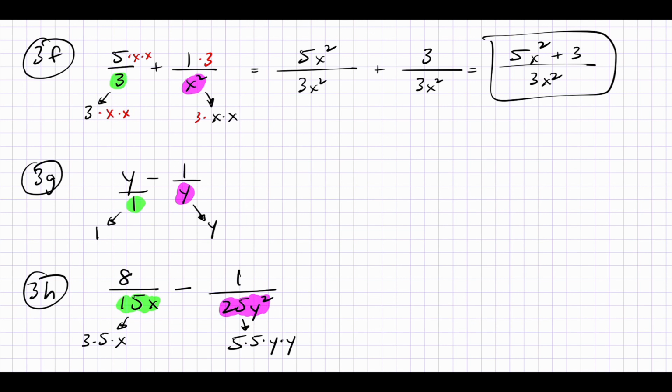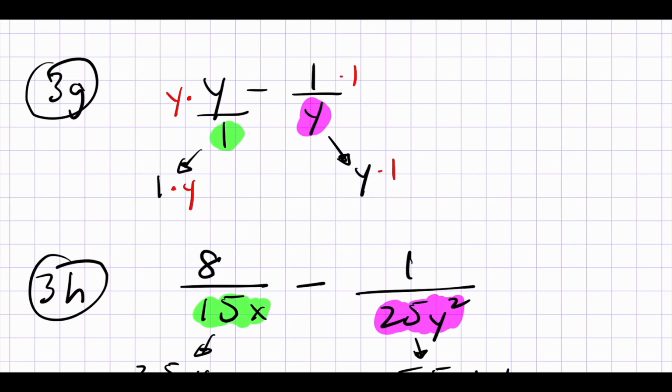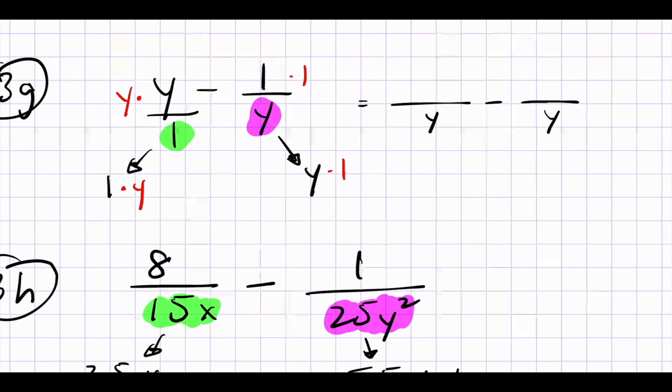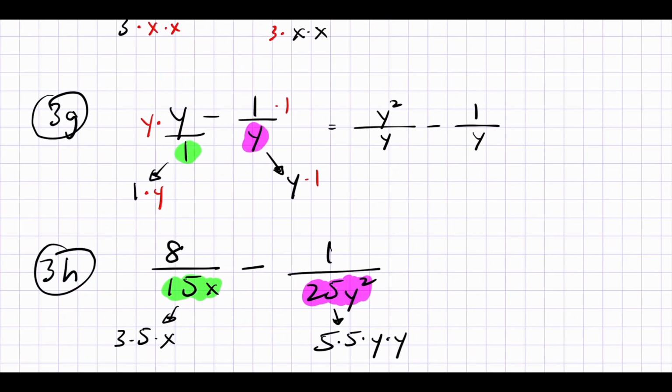Second one. To make them common denominators, that one needs a y. You can put a 1 over here if you want. It doesn't hurt. But this guy needs a y. So the common denominator is just y. So you have y squared minus 1: y times y, 1 times 1. So you have y squared minus 1 over y. Top is a binomial, bottom is a monomial.